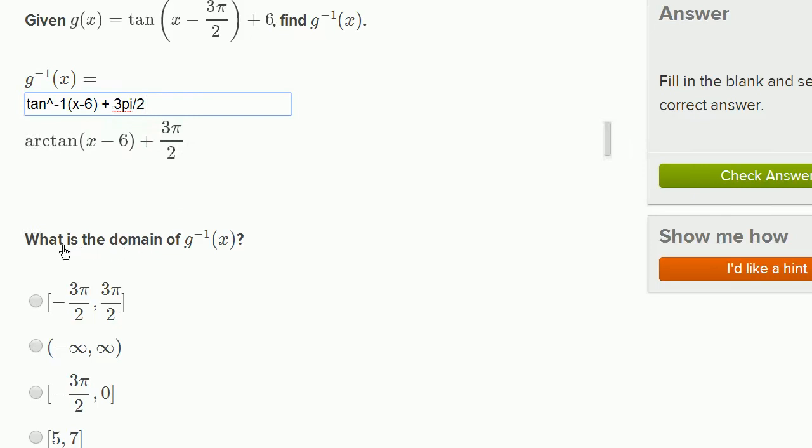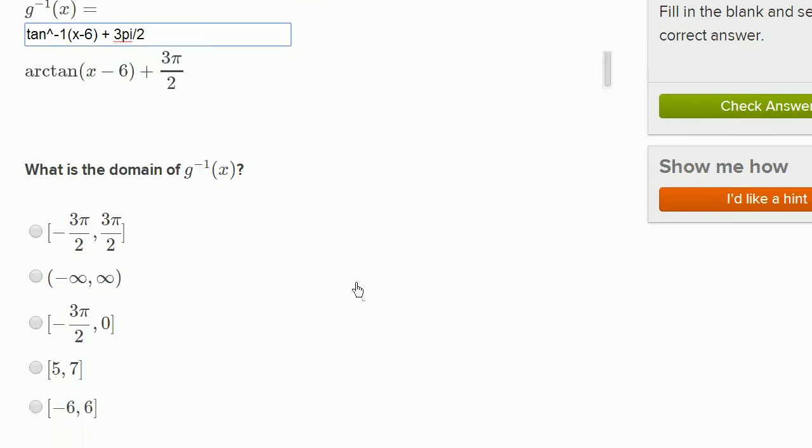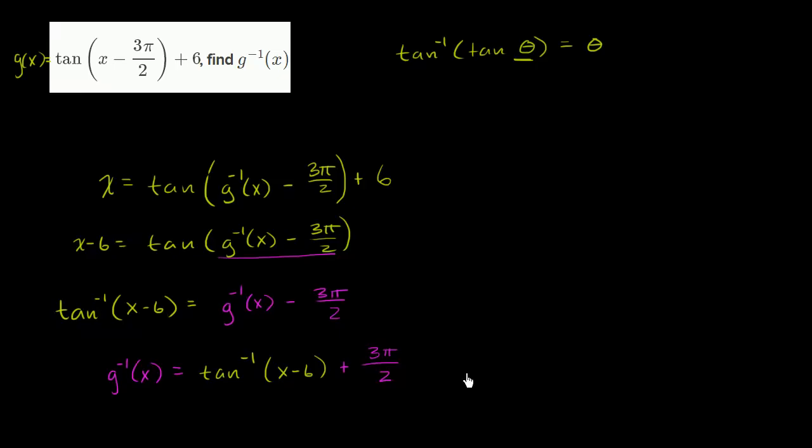But then we have to think about what is the domain of g inverse. What is the domain of g inverse of x? So let's think about this a little bit more. The domain of g inverse of x.